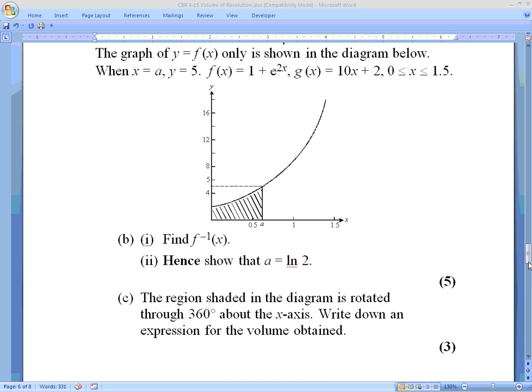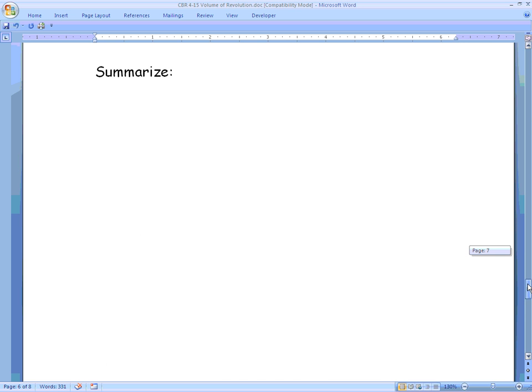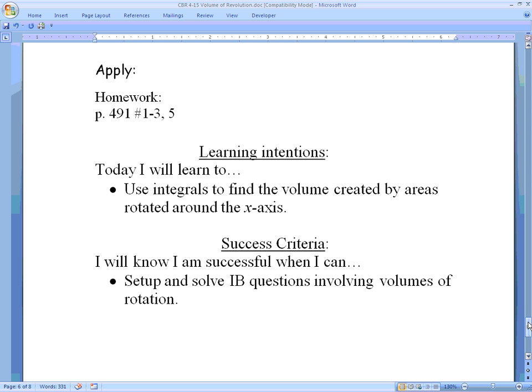Again, we'll look at another example in class next time, and there are a few problems on page 491, numbers 1 through 3 and 5, that you can take a look at between now and then.